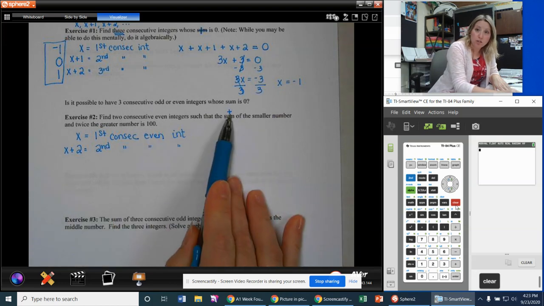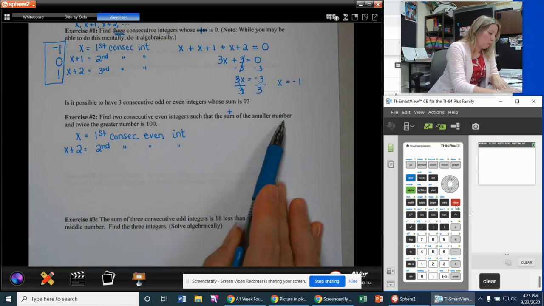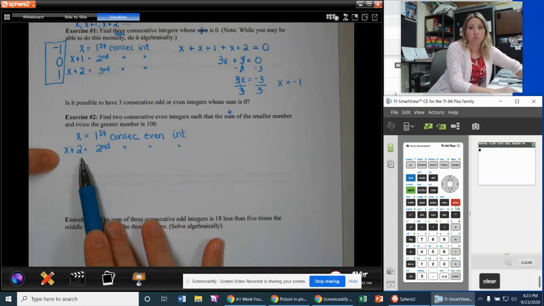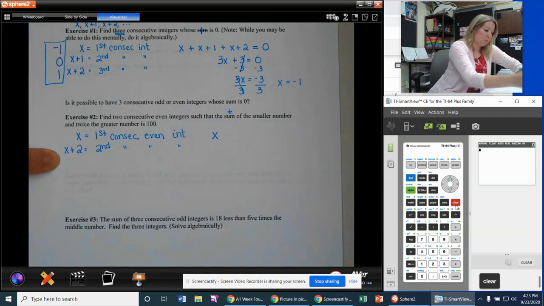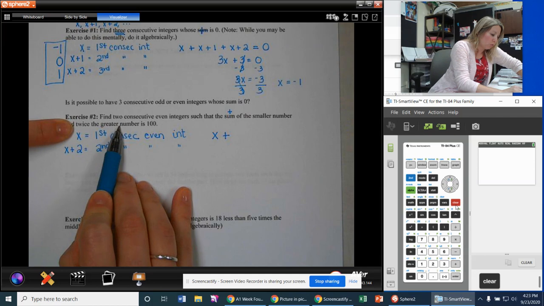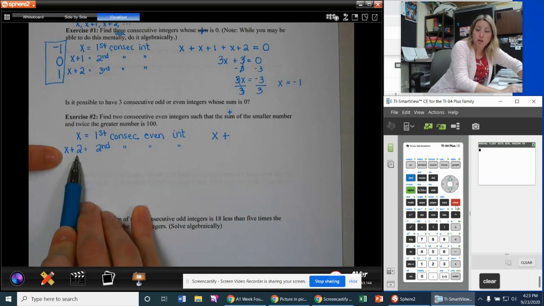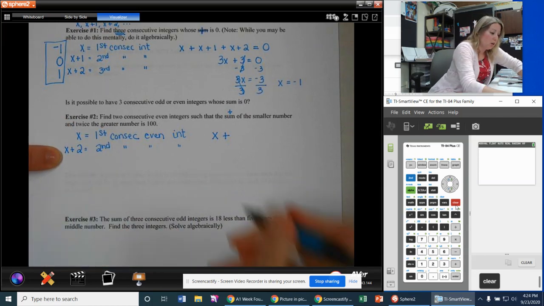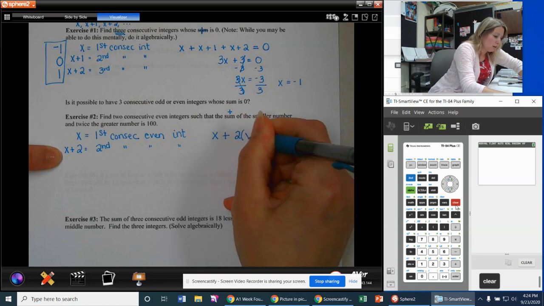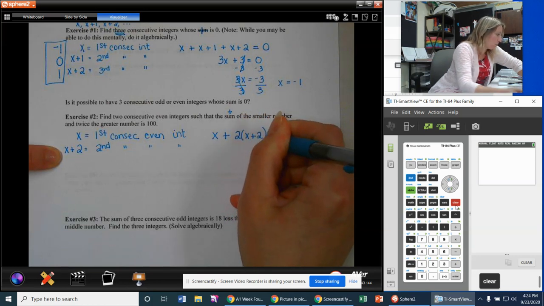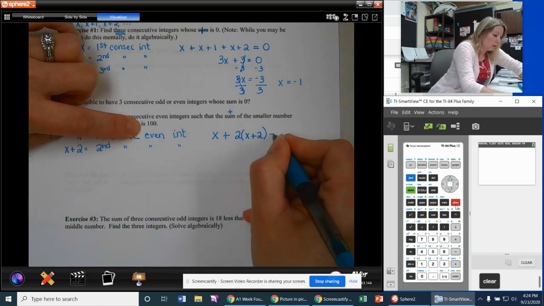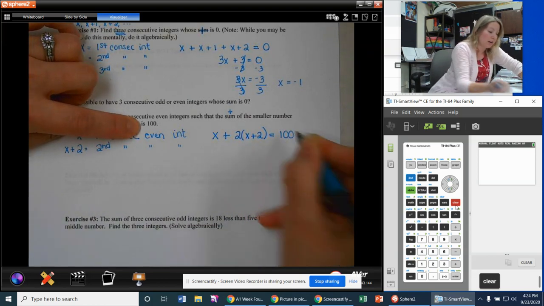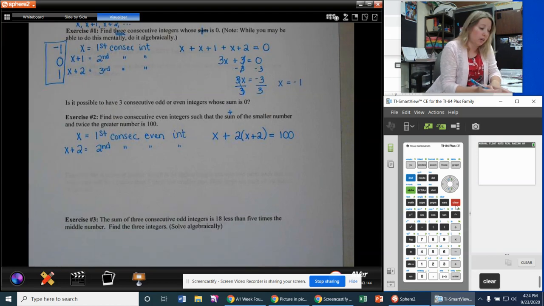So I'm going to add these 2 things up. It's the sum of the smaller number. Well, which is smaller, x or x plus 2? x is smaller. Plus, because they were summing, twice the greater. Well, x plus 2 is the greater, and I need twice that whole number. So if I'm twicing that whole thing, it's 2 times x plus 2. Equal sign, 100. Okay, now that you've got your equation, it's nice and easy.